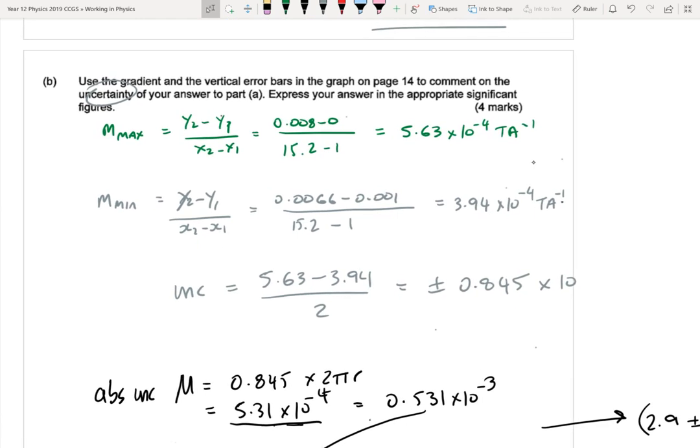But there's something that I haven't done in this question. Have a look. Comment. Comment on the uncertainty.